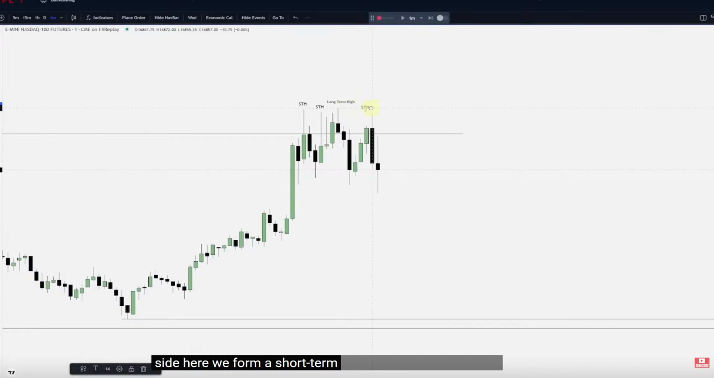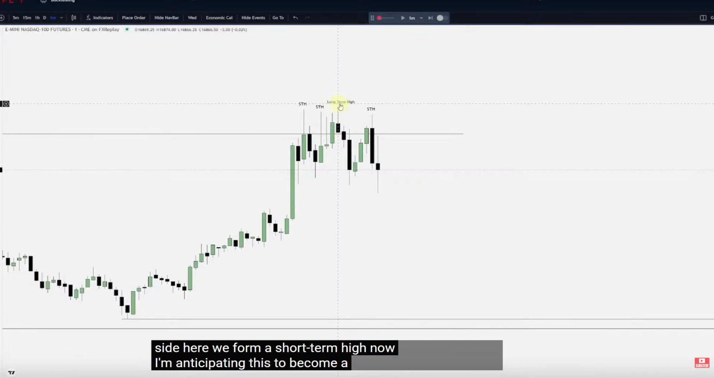Here we form a short-term high. Now I'm anticipating this to become a long-term high, remain intact, and for price to trade to these lows. So the next thing I want to look for is a short-term high.